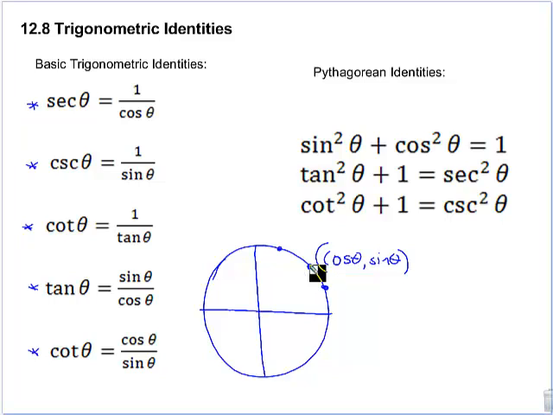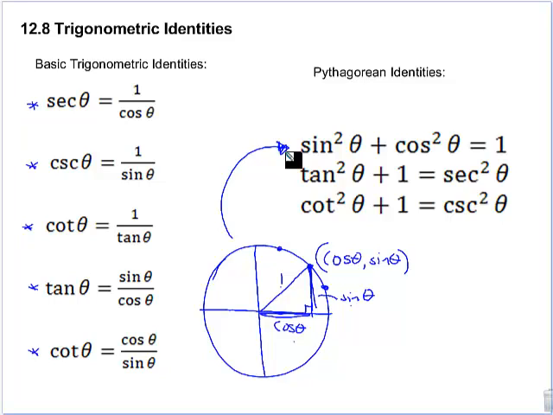Okay. So if we were to think of each point as a right triangle with a hypotenuse of 1, your cosine value would be the length of one of the legs, and your sine value would be the length of the other leg. And then what would your Pythagorean theorem say there? Pythagorean theorem, a squared plus b squared is c squared, right? So cosine squared plus sine squared should equal 1 squared, which is just 1. And that's where our first Pythagorean identity comes from. Sine squared of theta plus cosine squared of theta equals 1.